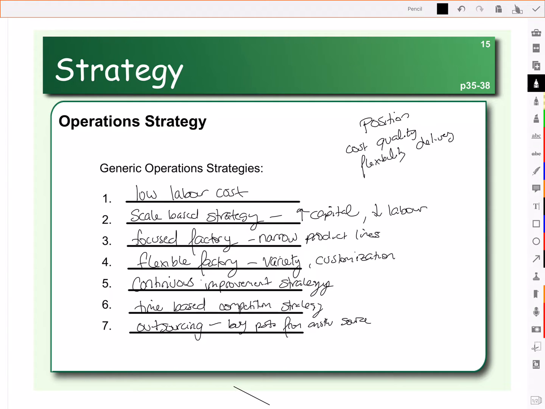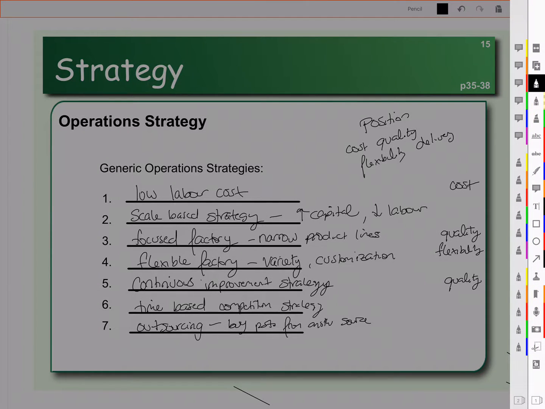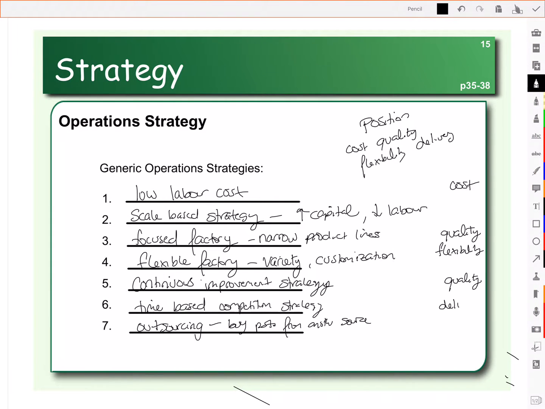So for example, you would use a low labor cost strategy if you were positioning your company based on low cost. You would have more focused factories, so narrow product lines, likely if you're focused on quality. Of course, the continuous improvement strategy also focuses on quality. Flexible factories, so that variety customization would align with a position of flexibility. And time-based competition strategies would, of course, align with delivery. So you're going to choose operation strategies that match how you want your company to compete.